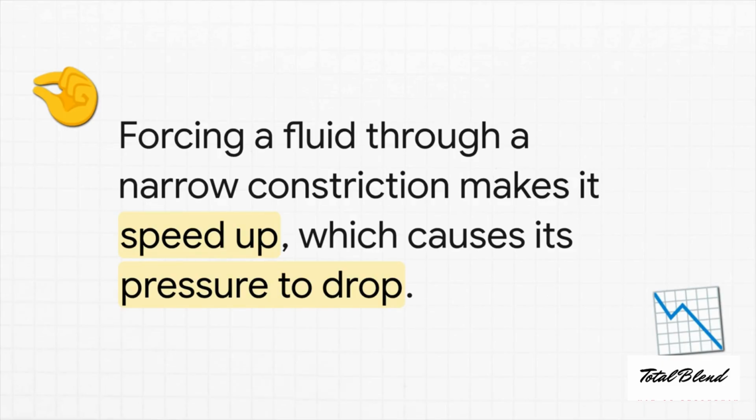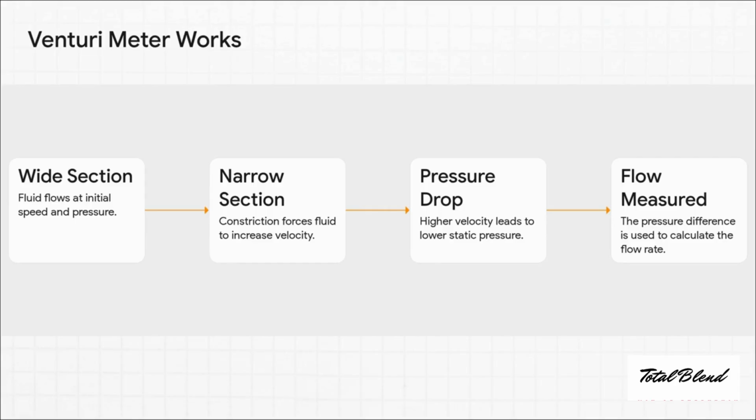The idea is super simple. If you force a fluid to go through a narrow spot, a bottleneck, it has no choice but to speed up. And what happens when a fluid speeds up? Yep, you got it. The pressure drops. Engineers are smart, and they cleverly harness this effect in a device called a venturimeter. It's actually genius.